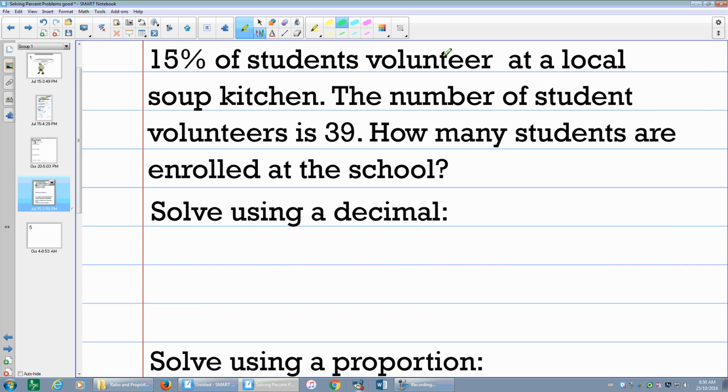Again, there are a couple of ways that we can figure this out. Our first way is using a decimal. When I want to use a decimal, I'm going to write 15 over 100. It's always over 100, and I can divide that and get my decimal. I'll give you a couple seconds to figure out what the decimal is.